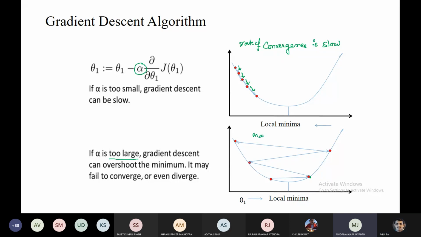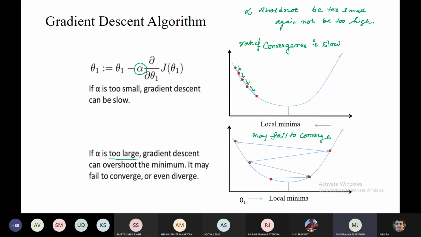So it may fail to converge. So alpha should not be too small. Again, it should not be too high.